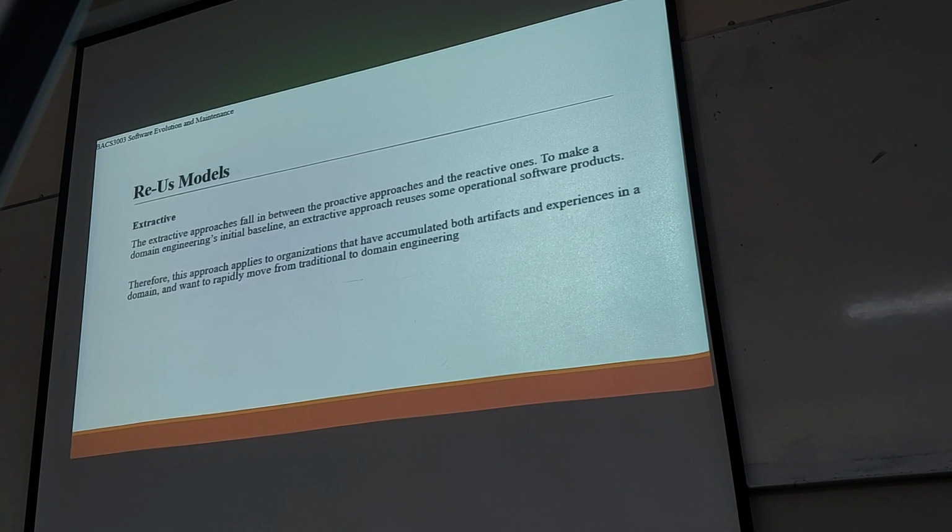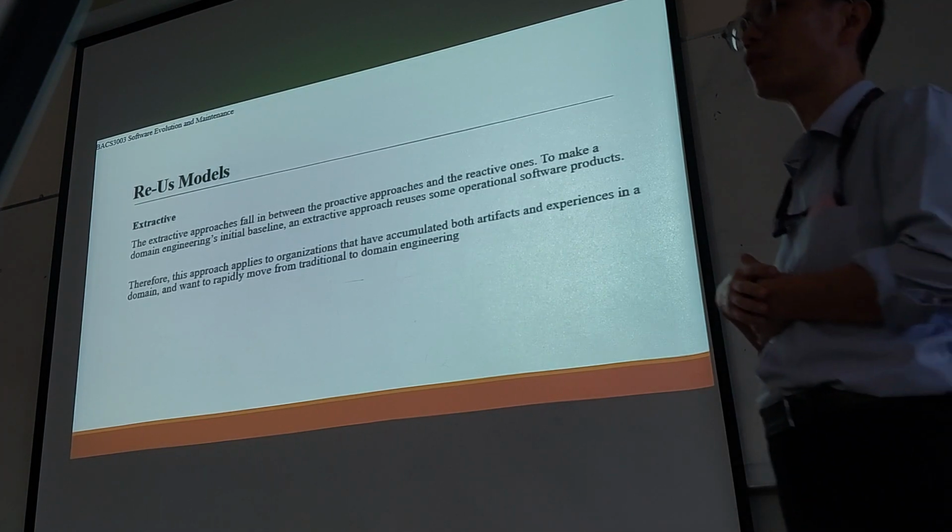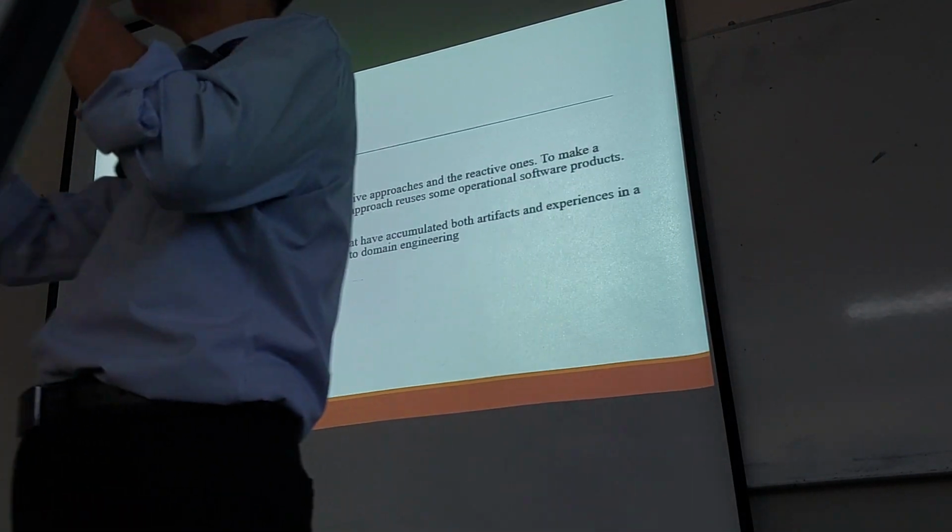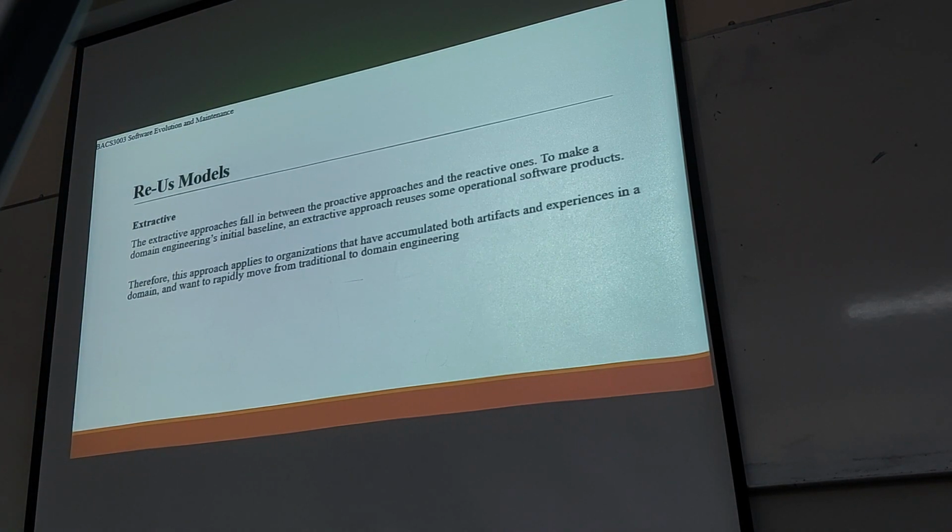extractive. Extractive is different. Extractive means that you have already produced a few reused components, and now you are in the midst of moving forward to the proactive way to practice and produce. This extractive method is actually between the reactive and the proactive one. You already have a certain experience in producing those reused components, and now you are moving forward to the proactive model of reuse. So this is the extractive model.